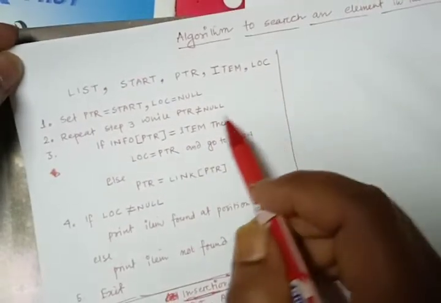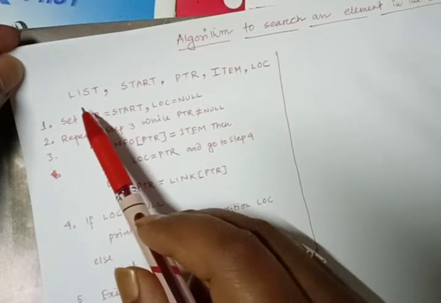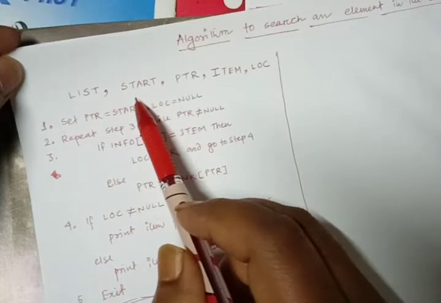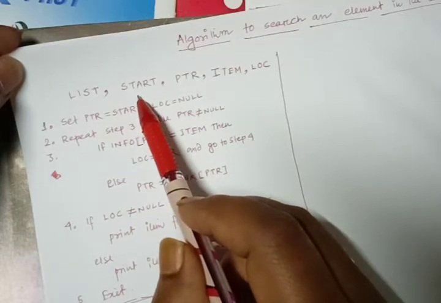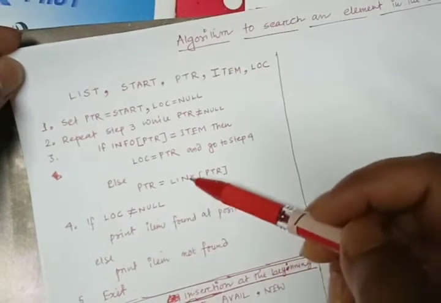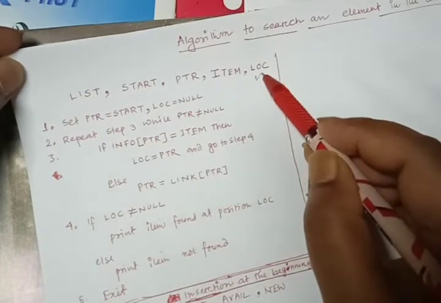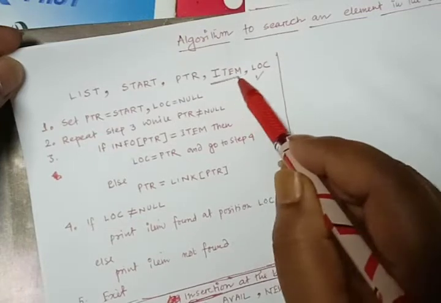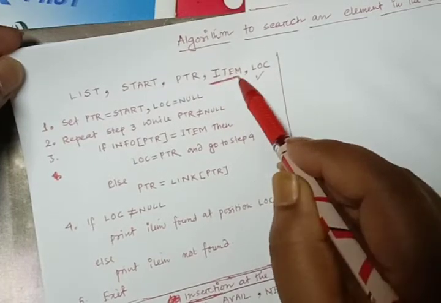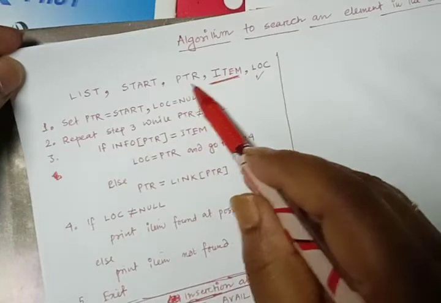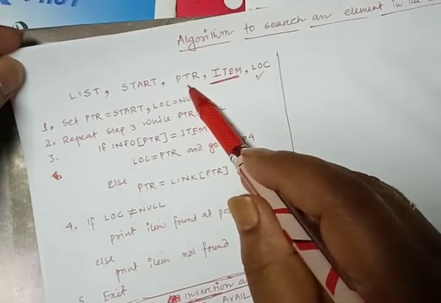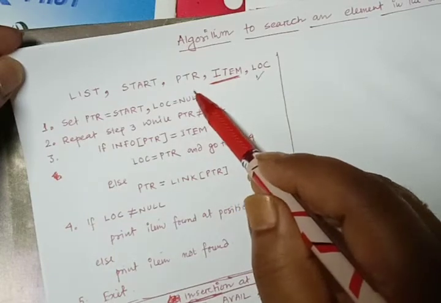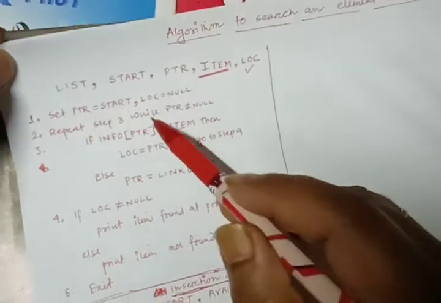Now this is the algorithm. Suppose LIST is a linked list in memory with the starting address START, and this algorithm finds the location LOC of the searched element ITEM. ITEM is the element that we will search in the list, and PTR is the pointer variable which points to the node that is currently being processed.